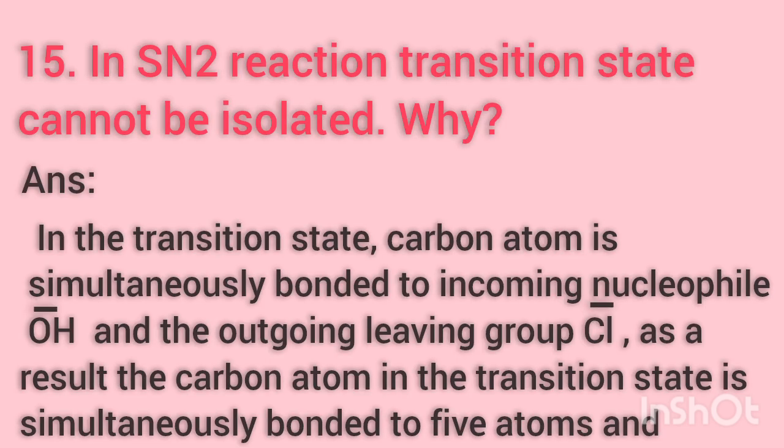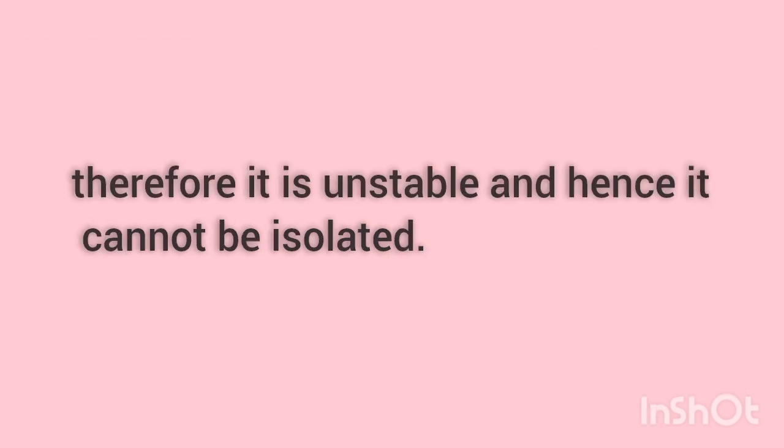15th question. In SN2 reaction, the transition state cannot be isolated. Why? Answer. In the transition state, the carbon atom is simultaneously bonded to the incoming nucleophile OH minus and the outgoing leaving group Cl minus. As a result, the carbon atom in the transition state is simultaneously bonded to 5 atoms and therefore it is highly unstable and hence it cannot be isolated.